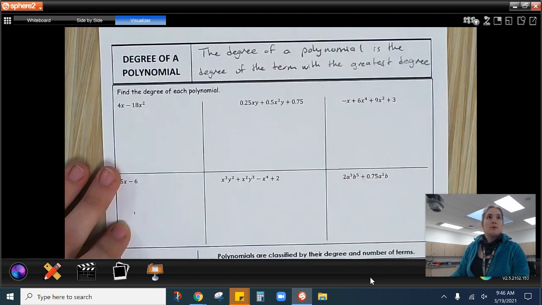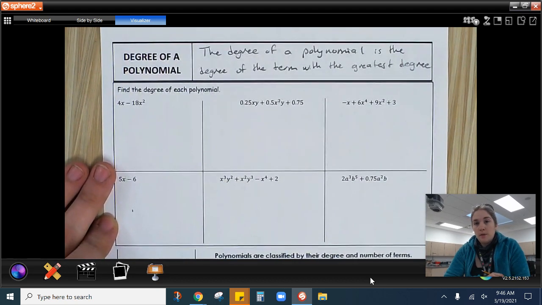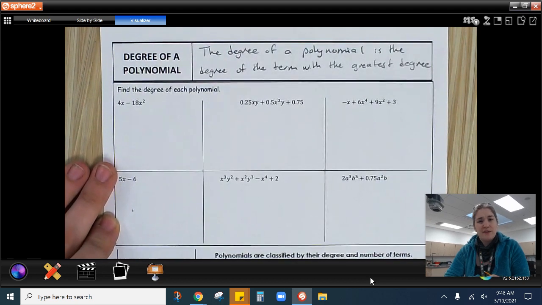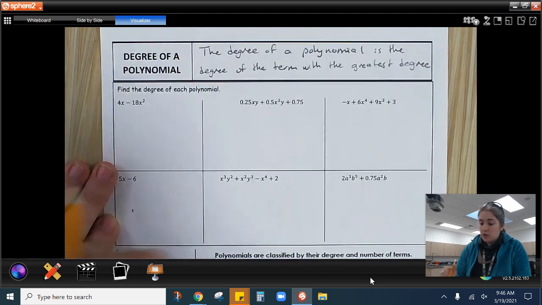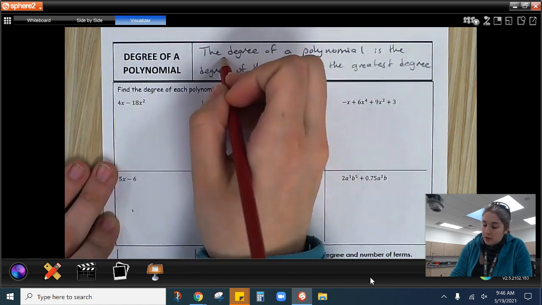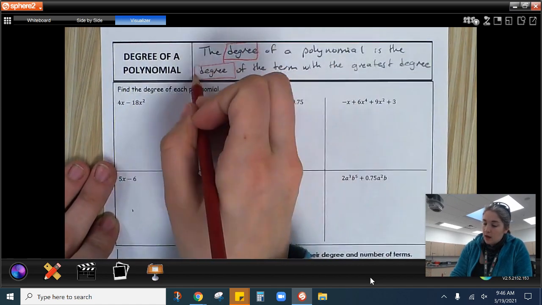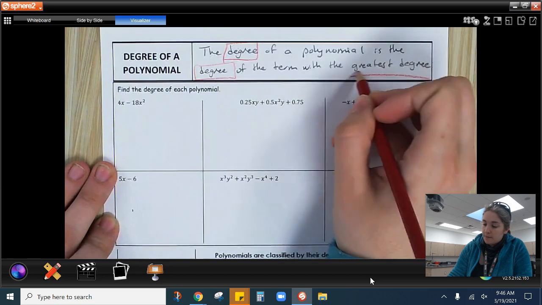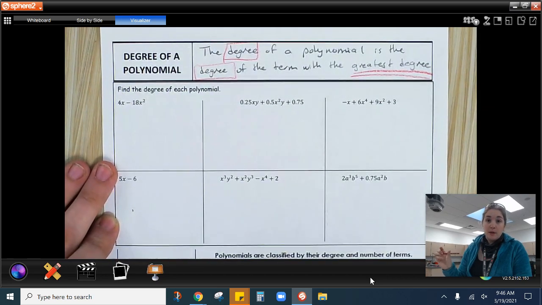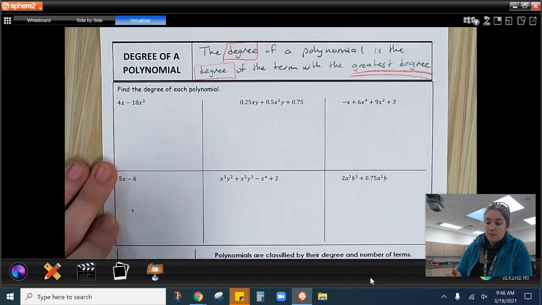All right, the next one we're going to talk about is the degree of a polynomial. So we talked about finding the degree of each term, right, a monomial. Now, how do you find the degree of a polynomial? Well, the degree of a polynomial is the degree of the term with the greatest degree. So when you write it in standard form, it's going to be that first term, right? So find the greatest degree, that's the degree of the polynomial.